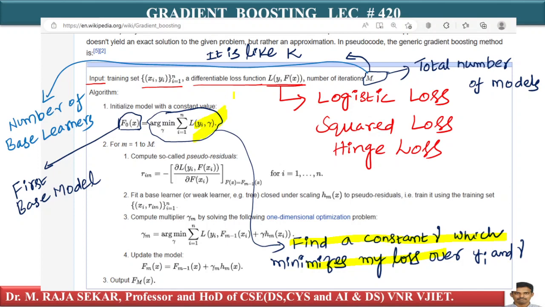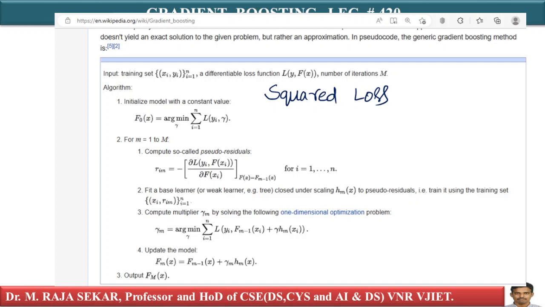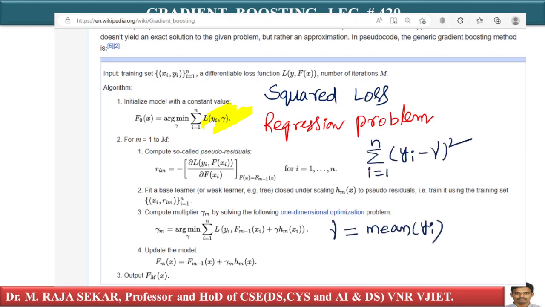Suppose, imagine my loss is squared loss. Let's say my loss is squared loss. Then what does L of yi, gamma equal? Let's assume it is a regression problem. It is squared loss. What does it mean? This means find gamma, let it be a regression problem, which minimizes sigma i equal to 1 to n (yi minus gamma) whole square.